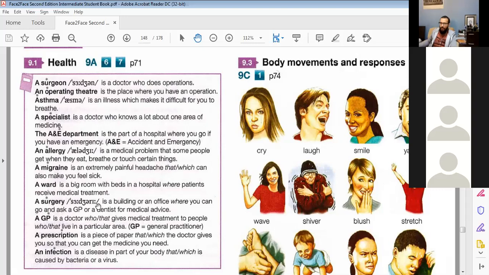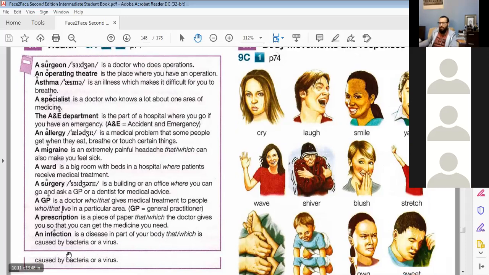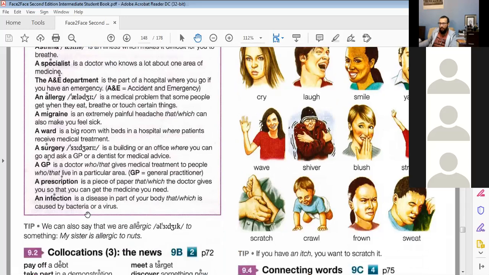A surgery is a building or an office where you can go and ask a GP or a dentist for medical advice. A GP, it says, is a doctor who gives medical treatment to people who live in an area. GP اختصار لي general practitioner. And the prescription is a piece of paper, هي الوصفة prescription, that the doctor gives you so you can get medicine. And the last one here, العدوى أو الالتهاب, infection, is a disease in part of your body which is caused by a bacteria or a virus.